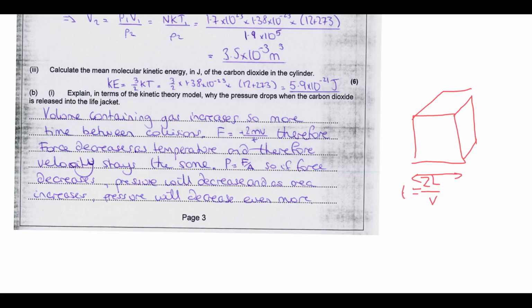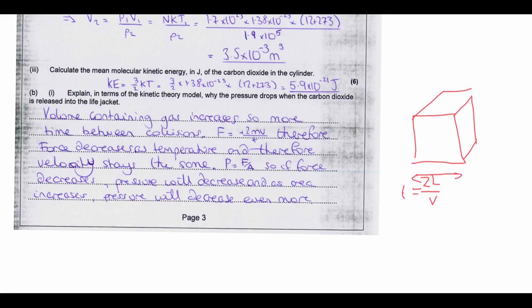if you increase the T, you're going to decrease the force, because the velocity is going to stay the same as temperature remains the same. So the top line stays the same, the bottom line increases, so force decreases. Now pressure is force divided by area. So if force decreases, pressure will decrease.